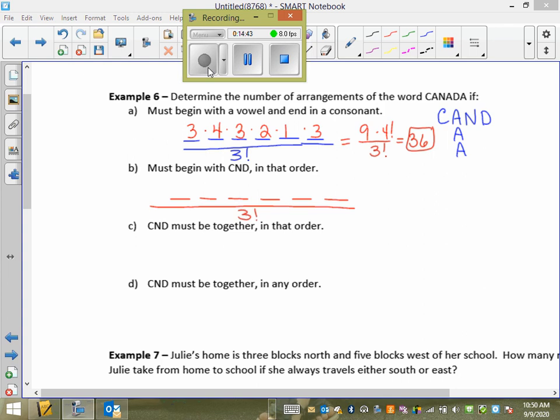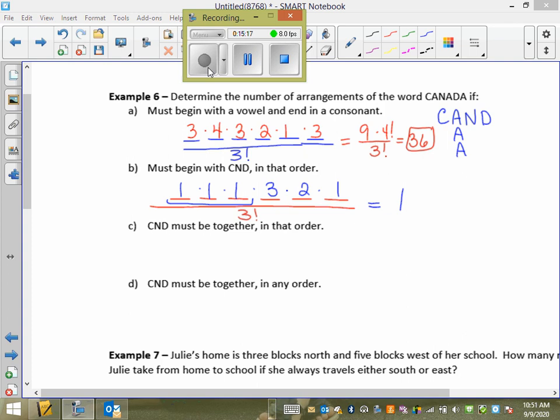How many C's are there? 1. How many N's? 1. How many D's? 1. They're hooked together. And then I go 3, 2, 1. And then I multiply by 4? No, because it says begin. It's actually, there's only one way to do it. You start with C and D in that order, and then it's all A's after, right? So you can't flop them and switch them and move them. It's not going to change.